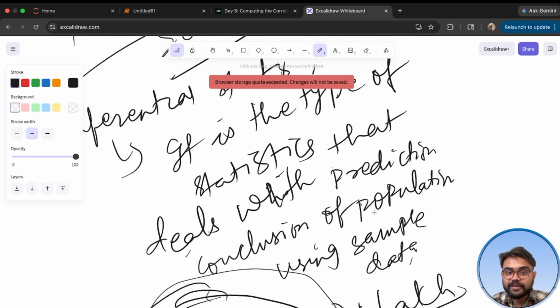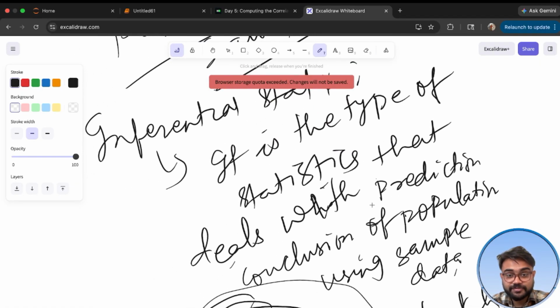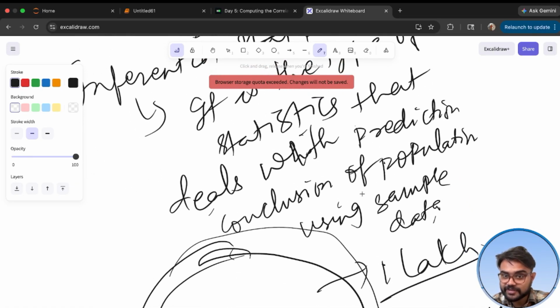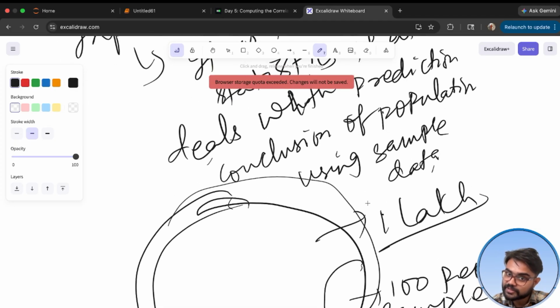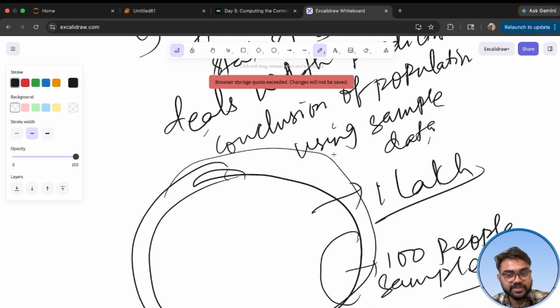So when we talk about inferential statistics, it is the type of stats that deals with the prediction conclusion of the population using a sample. It means that we are going to predict the result about the population data, but for that you have to take the sample. Whatever you want to perform, you have to perform on that sample data, and at last you have to give the prediction or conclusion result as output. That output will talk about the complete population. Okay, so this is the scenario, you have to understand it.